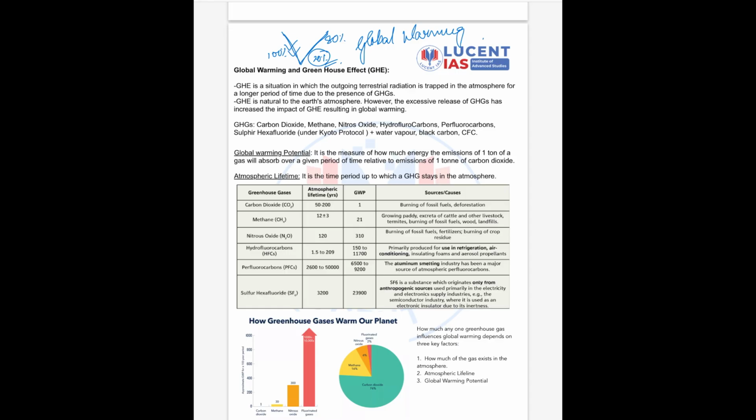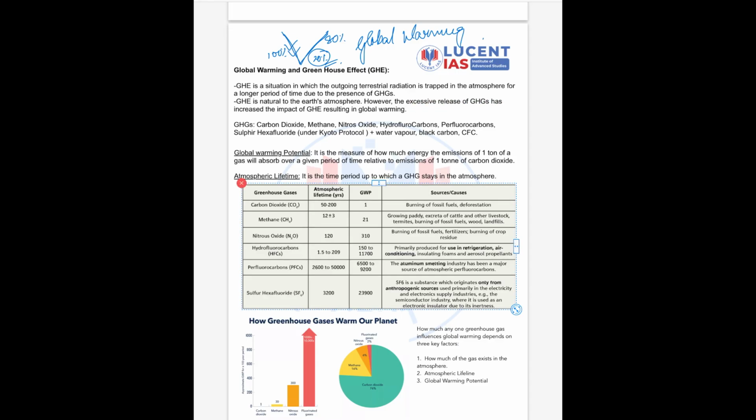So greenhouse effect in general is a natural effect. However, excessive release of greenhouse gas has increased the impact of greenhouse emission, resulting in global warming. Clear? Normally heat trapping is very much normal, but now what happened? Because of excessive release of greenhouse gas, more amount of heat is being trapped, leading to global warming.